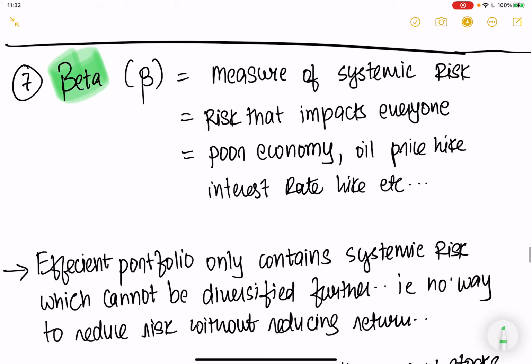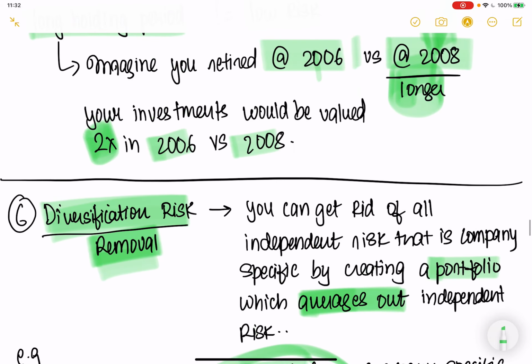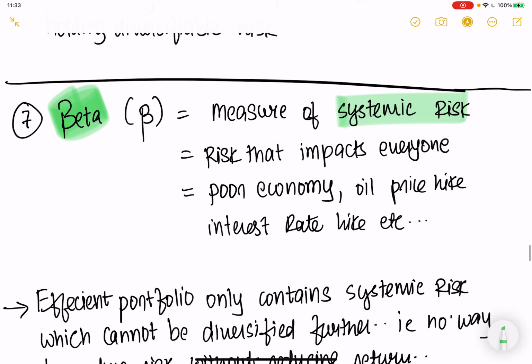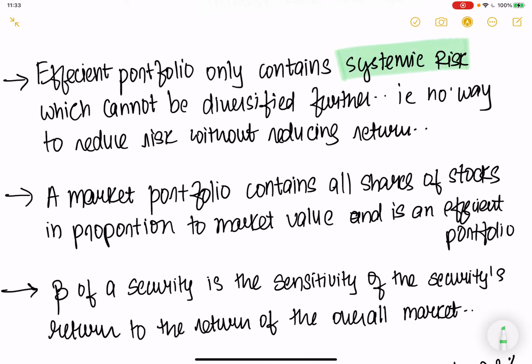And beta is basically a way to measure systemic risk, right? We saw how there are two types of risks: diversifiable risk and undiversifiable risk. Beta is what helps you measure undiversifiable risk, a risk that you cannot get rid of because it's outside your control: oil price hike, interest rate hike, poor economy, something that impacts everyone. So an efficient portfolio only contains systemic risk, and you cannot use diversification further to reduce risk. The only way you can reduce risk is by reducing return. So an efficient portfolio contains only systemic risk, no diversifiable or independent risk. And a market portfolio like the S&P 500 contains stocks from essentially all the companies, and so it's an efficient portfolio.